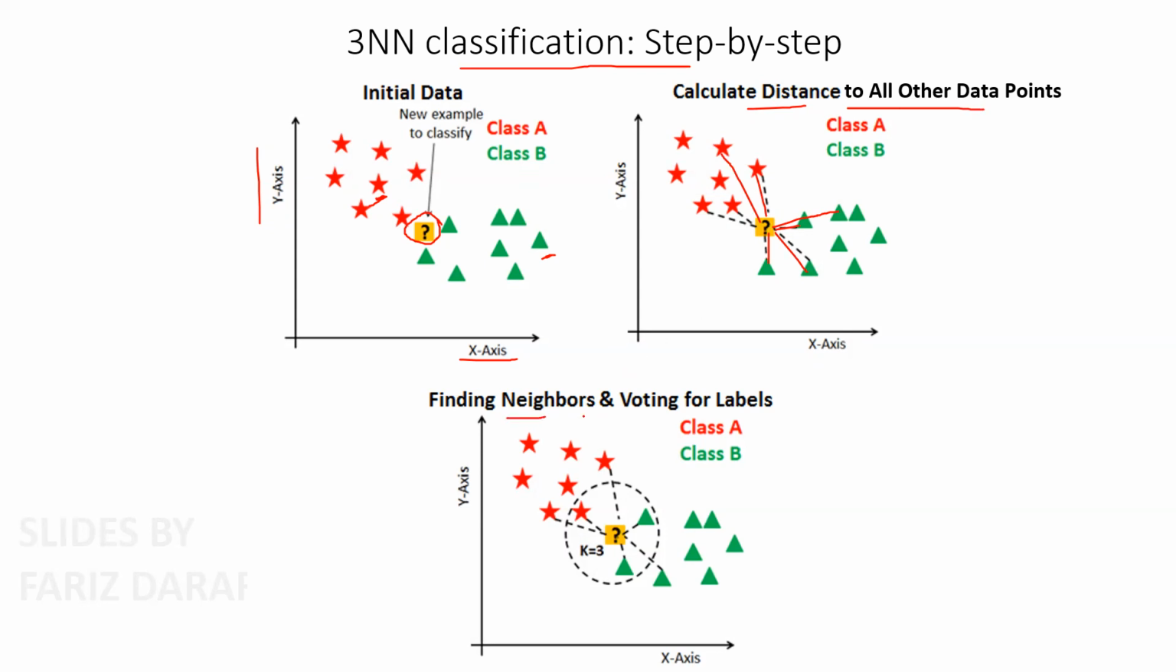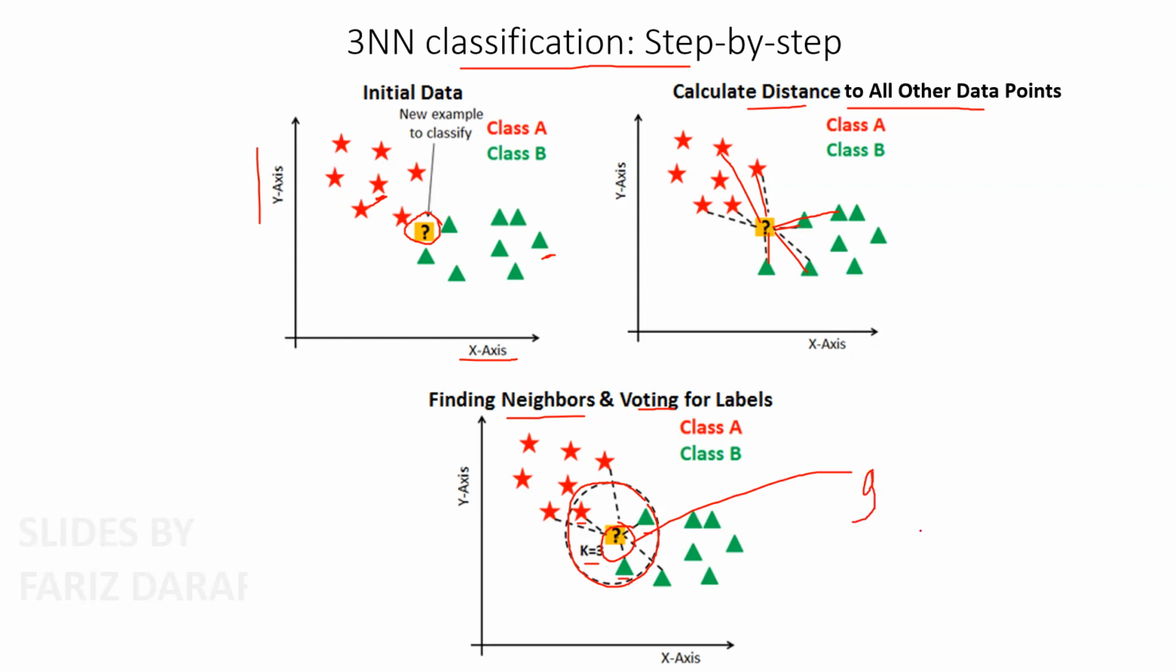And then you find neighbors by ranking the distances, from the shortest to the furthest. So when k equals 3, the three nearest neighbors would be these. And you do the majority voting and get the label. So there are two greens and then one red. This means that this new data point will be classified as green.